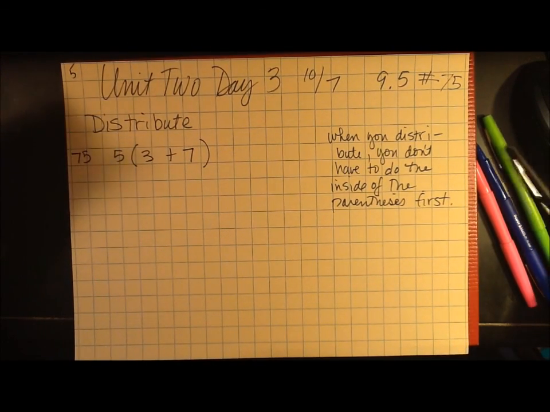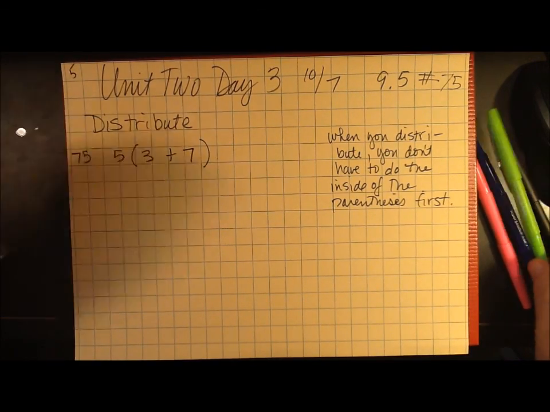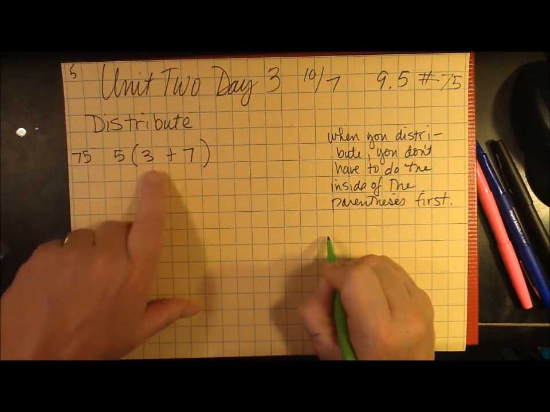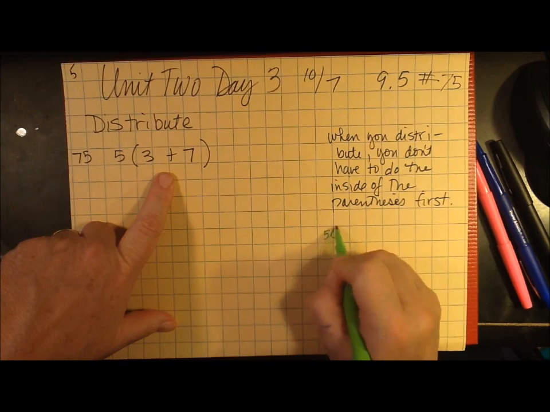And then here's the last one, and this is sort of a preview of what we're looking at. I know I was just harping on the idea of taking care of what's in the parentheses first, and you could do that. 3 plus 7 is 10, and 5 times 10 is 50.